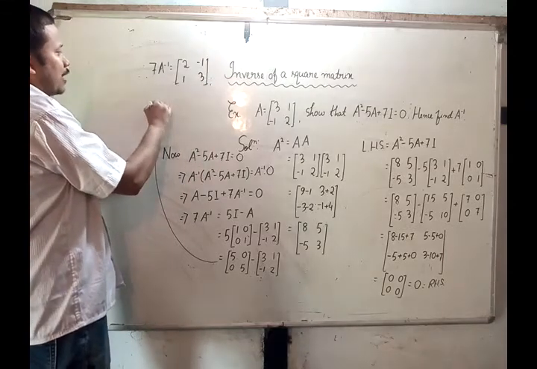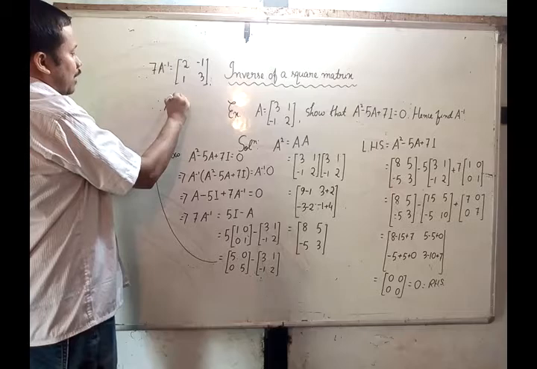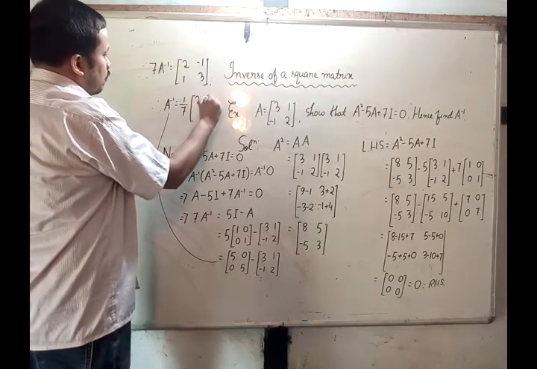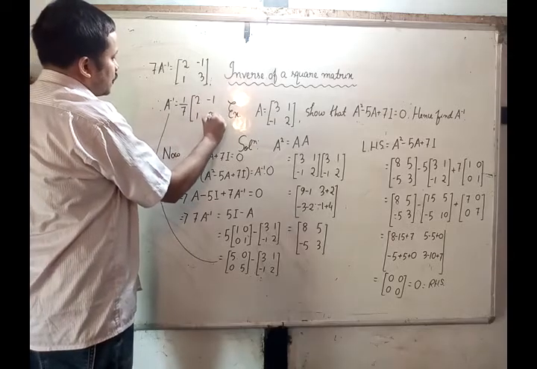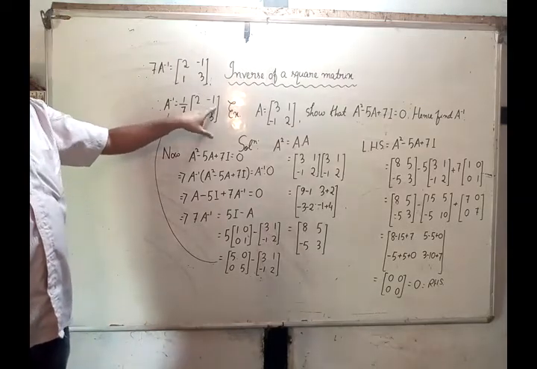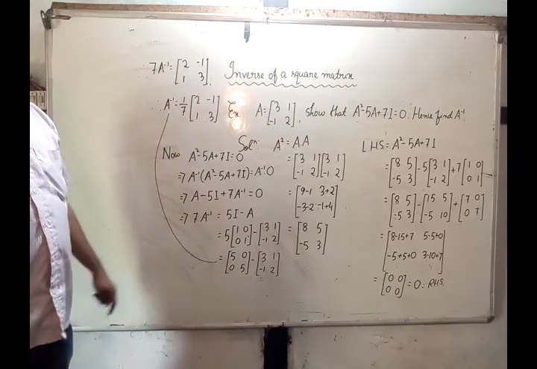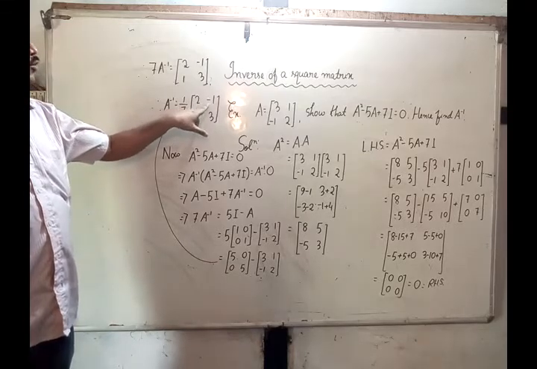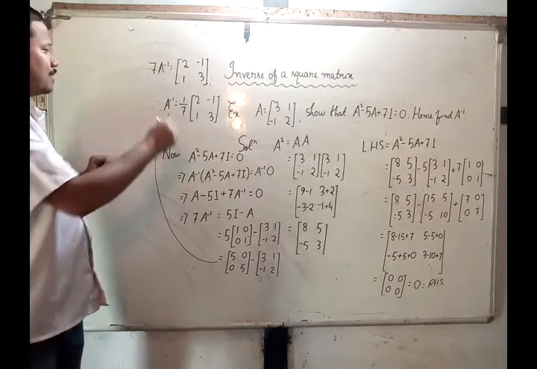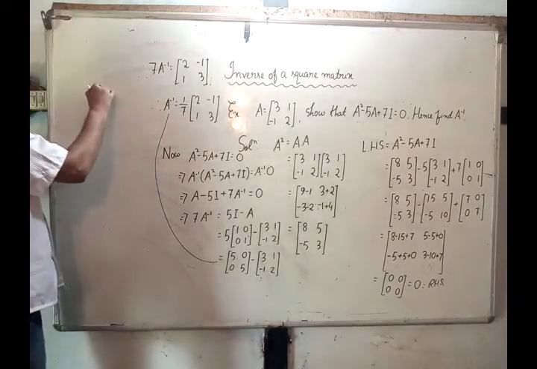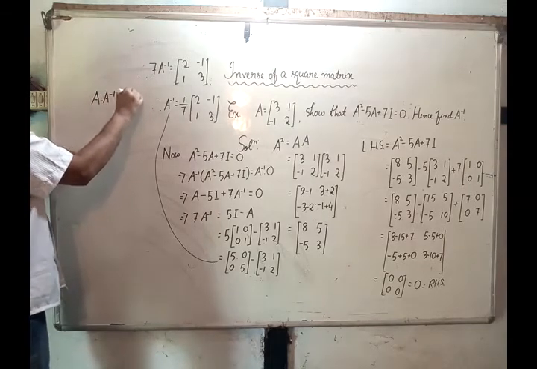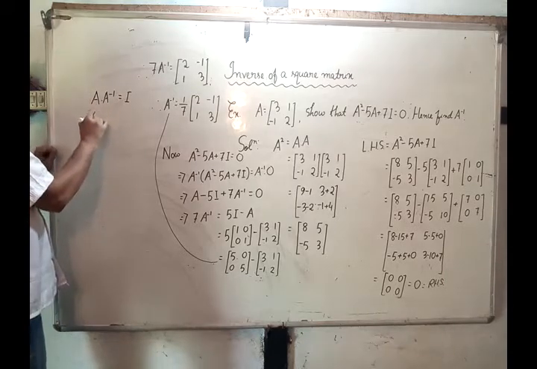Now keep 1 by 7 into 2, minus 1, 1, 3. Okay. A inverse equal to 1 by 7 into 2, minus 1, 1, 3. You can write it as 2 by 7, minus 1 by 7, 1 by 7, 3 by 7. And the check point of the power is there. A into A inverse, you will get I. And A inverse into A, again you will get I in this matrix.